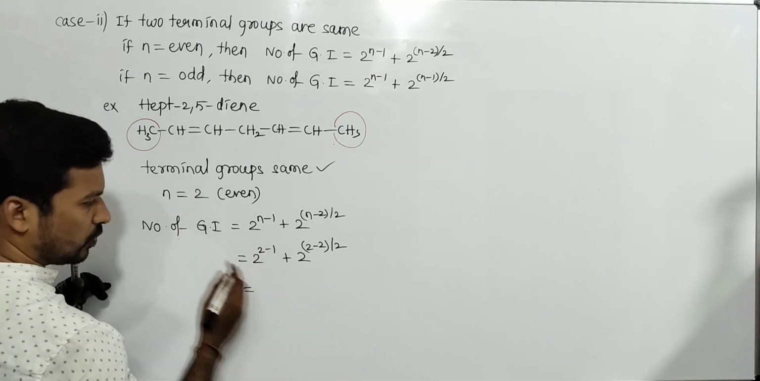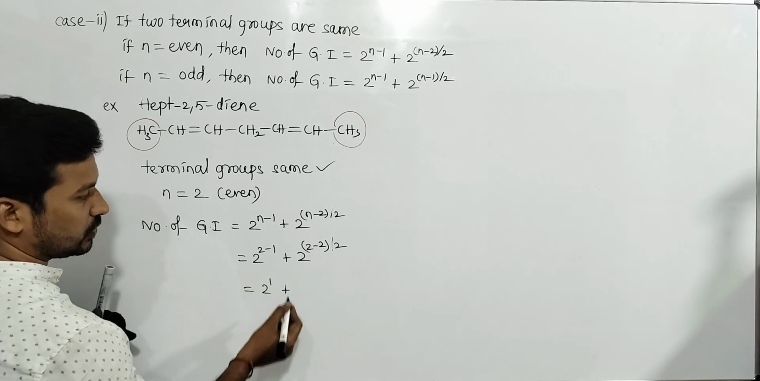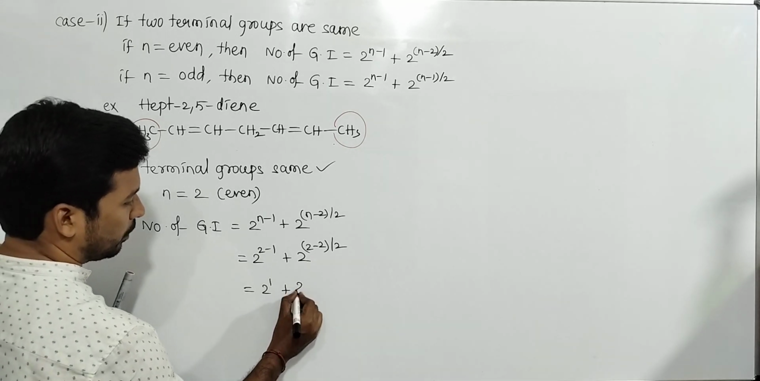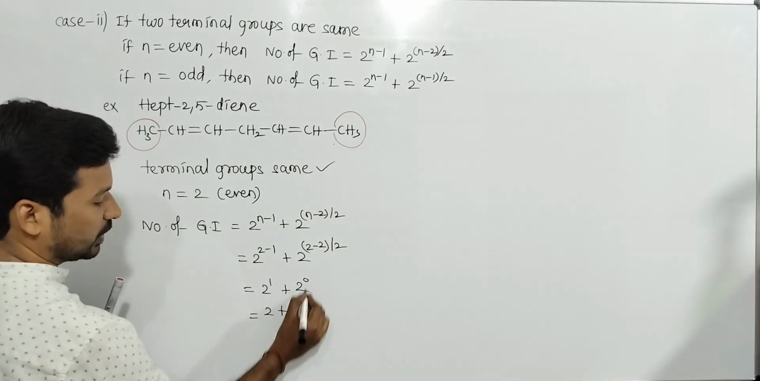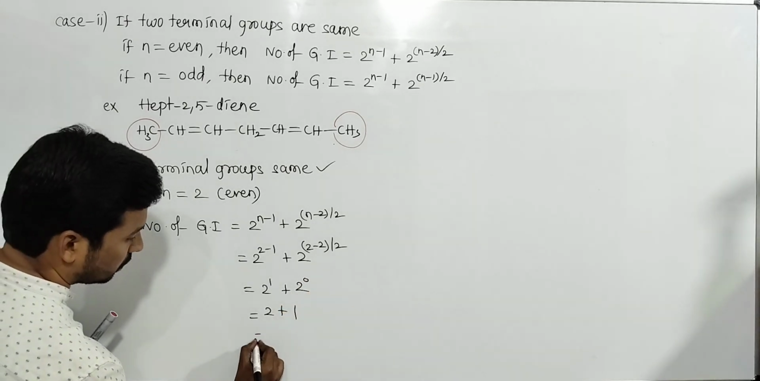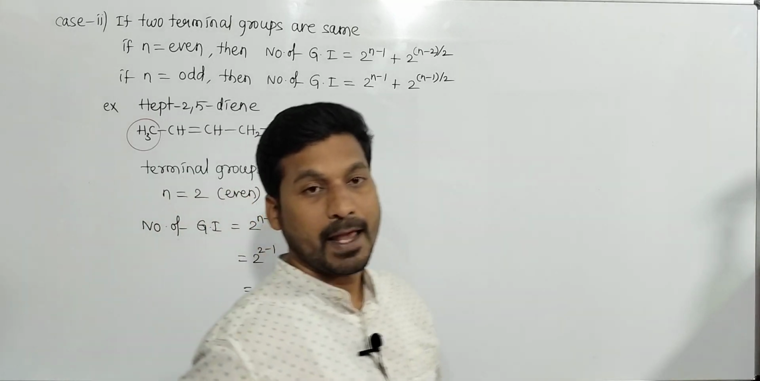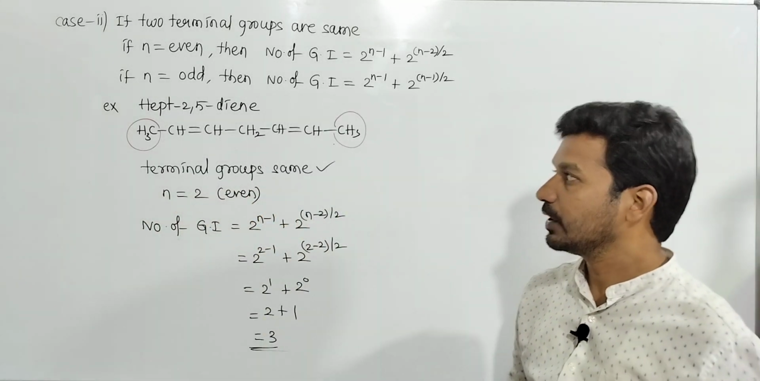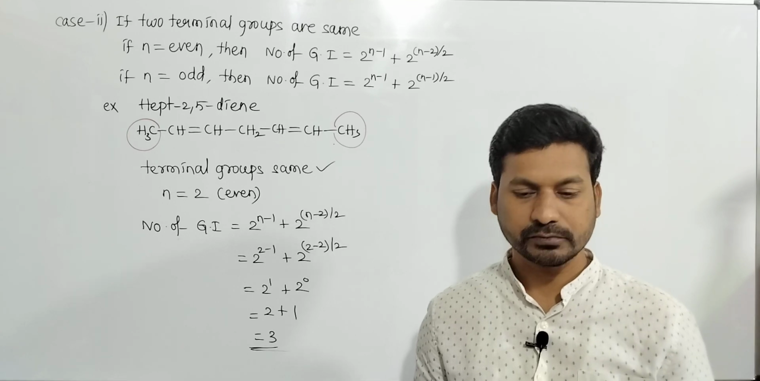2 power 2 minus 1 is 2 power 1, plus 2 power 2 minus 2 is 2 power 0, by 2. 2 power 1 is equal to 2. Something power 0 is equal to 1. So 3 geometrical isomers are possible for hept-2,5-diene. In this way we calculate the number of geometrical isomers.